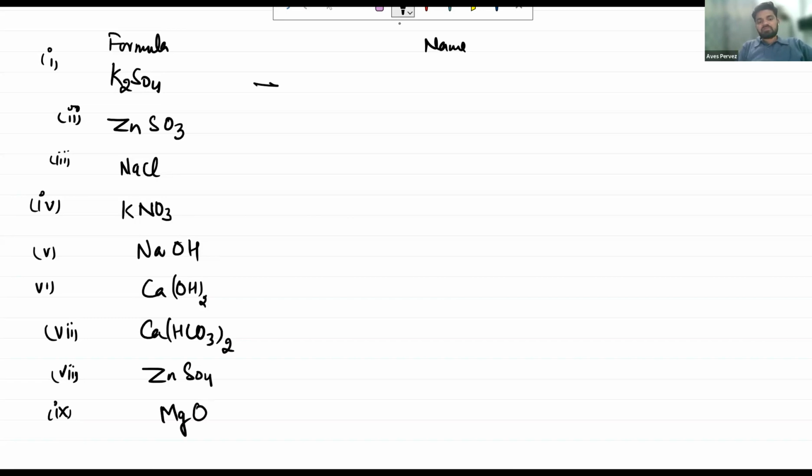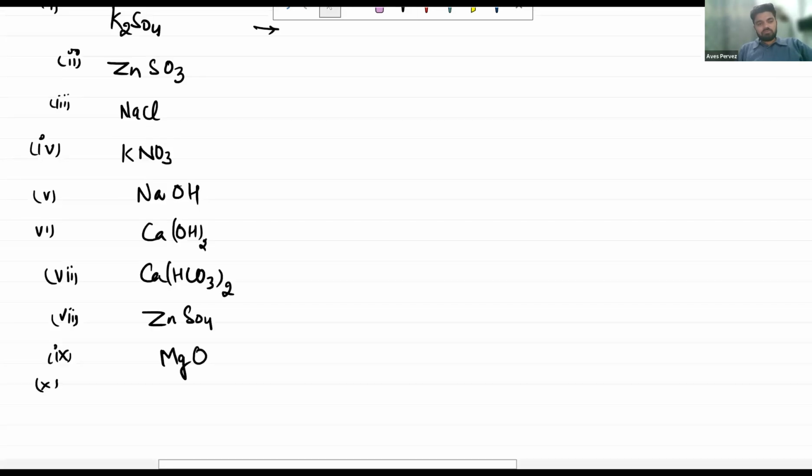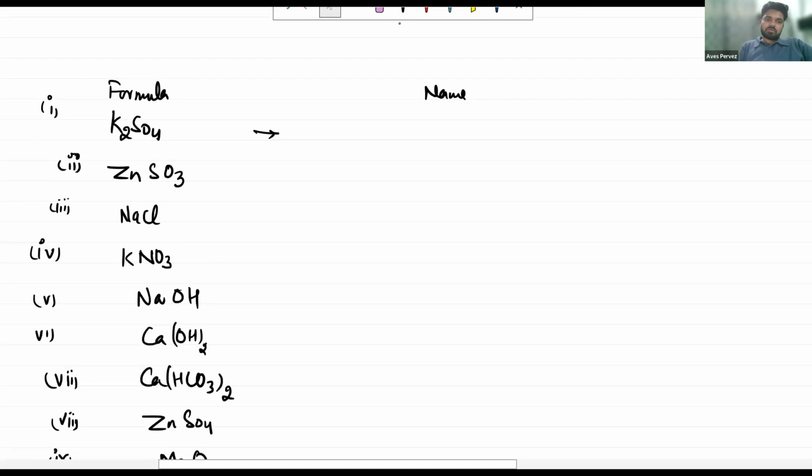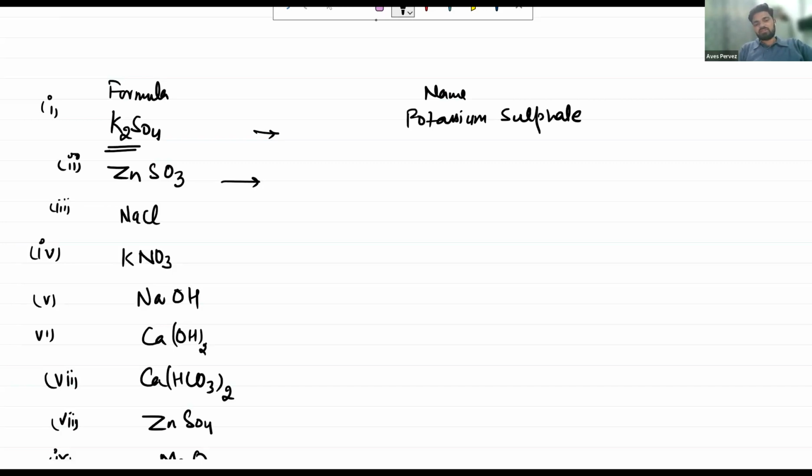Okay, what should be the name of this compound? Potassium sulfate. Yes, potassium sulfate. What should be the name of this compound? Yes, Rumaisa, tell me what's the name of this compound? Zinc sulfide.